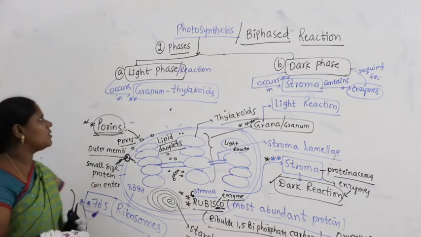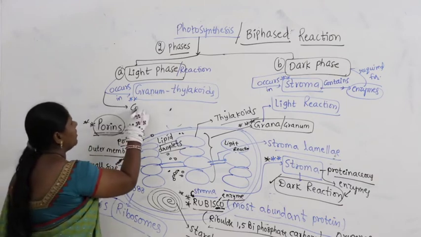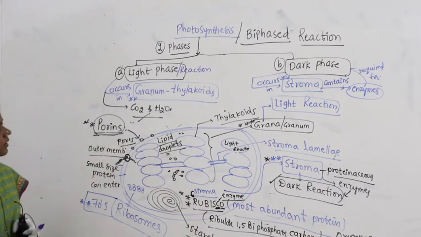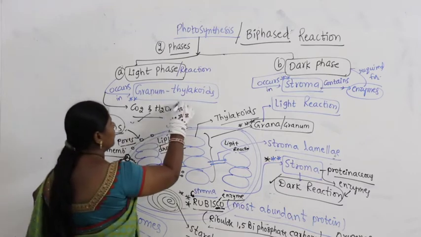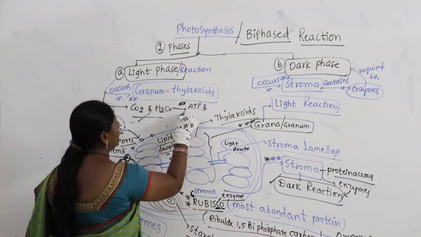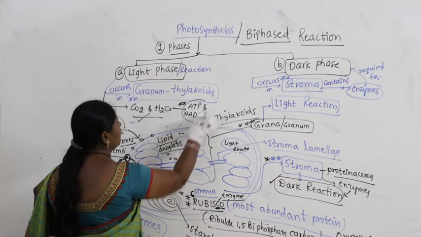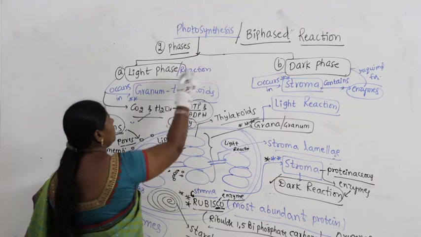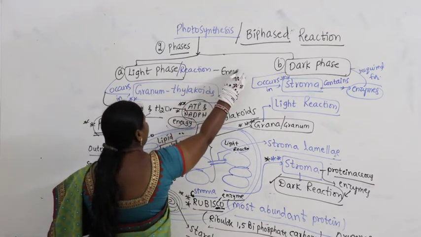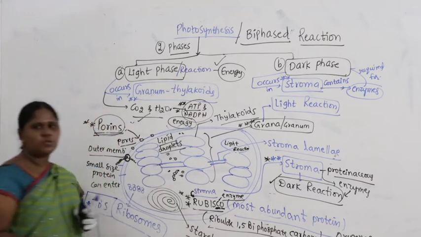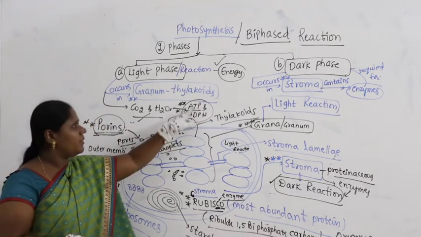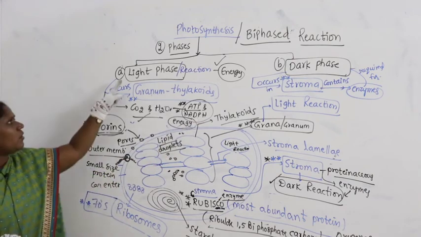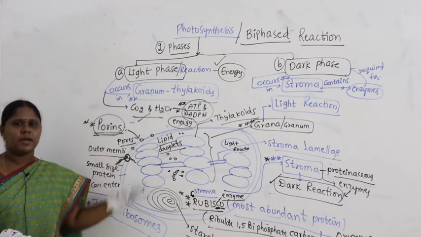Now, during the light reaction it takes carbon dioxide and water, and synthesizes ATP and NADPH. What does it produce? It produces energy. What is that energy? ATP and NADPH. It depends upon the light, that is why it is called the light phase, or light reaction.